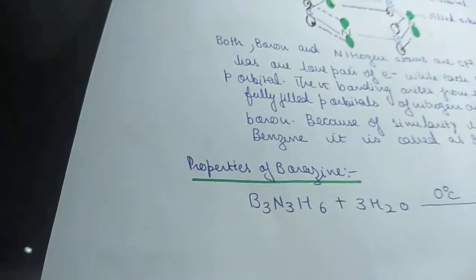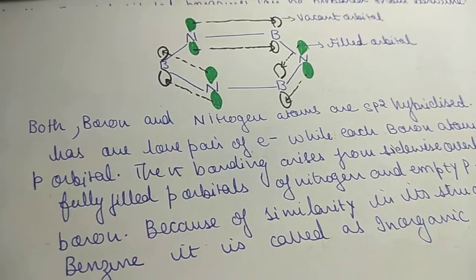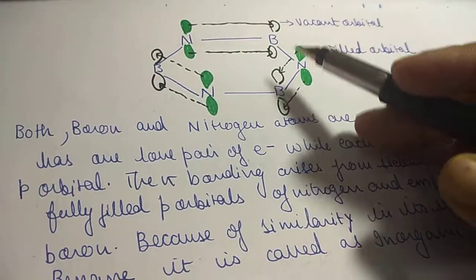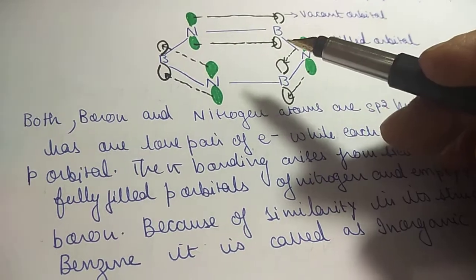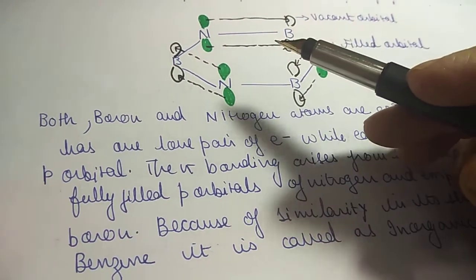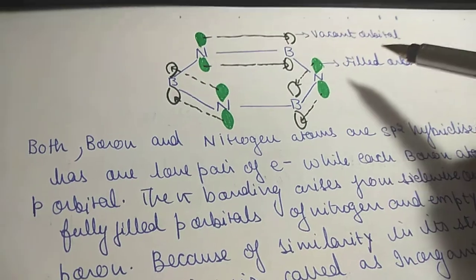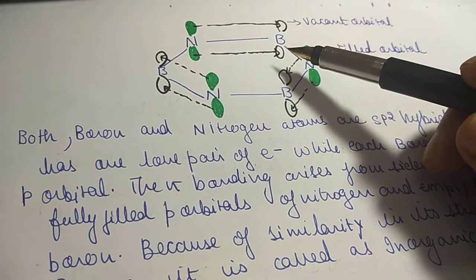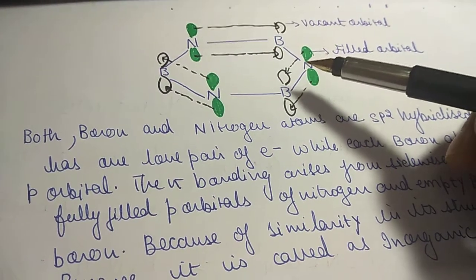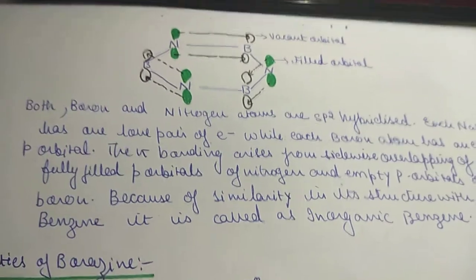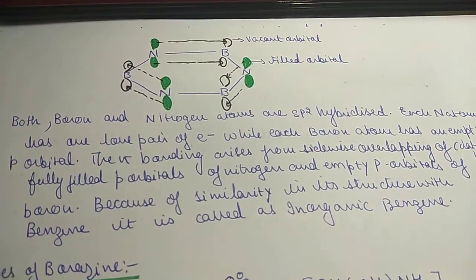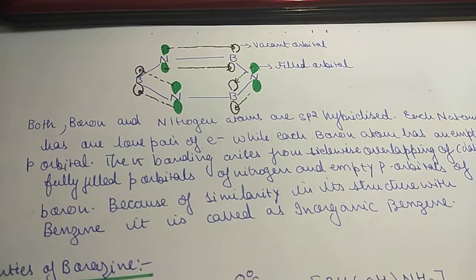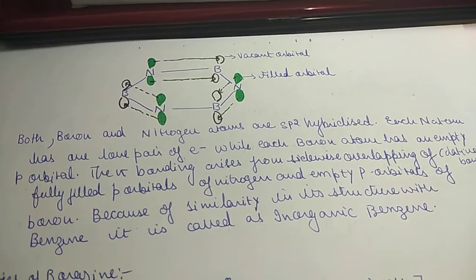Now structure of borazine, again it is a planar molecule. We have nitrogen and we have pi bonds and sigma bonds. First, there are simple sigma bonds between boron and nitrogen, and then we have pi bonds. How are the pi bonds formed? Between the vacant orbital of boron and the filled orbital of nitrogen. Now both boron and nitrogen are sp2 hybridized, and each nitrogen atom has one lone pair of electrons, while each boron has an empty p orbital.